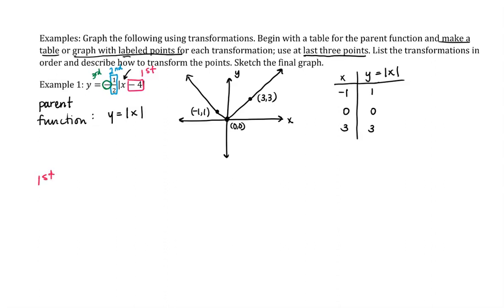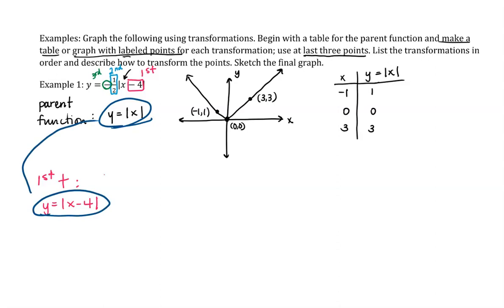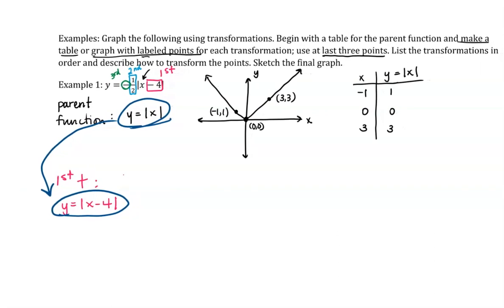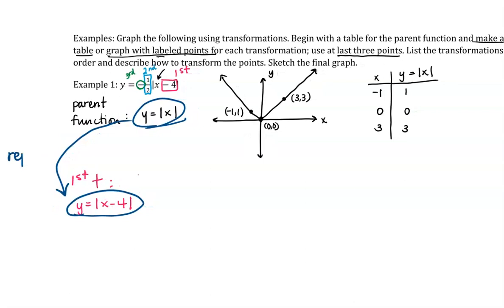Let's look at what the first transformation is. The first transformation is whatever that x minus 4 is doing to the equation. And so to help identify that, we're going to look at this equation and this equation, and say what changed from that equation to that equation. Well, what changed is that we replaced x with x minus 4. That's the difference between those two equations. We replaced x with x minus 4.